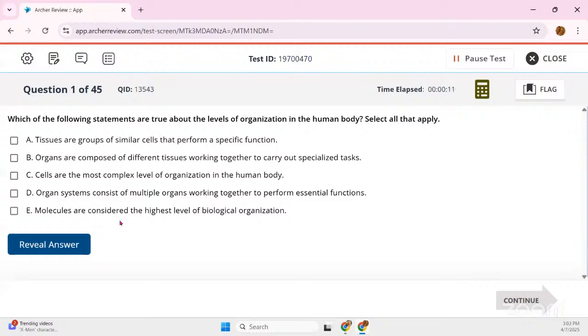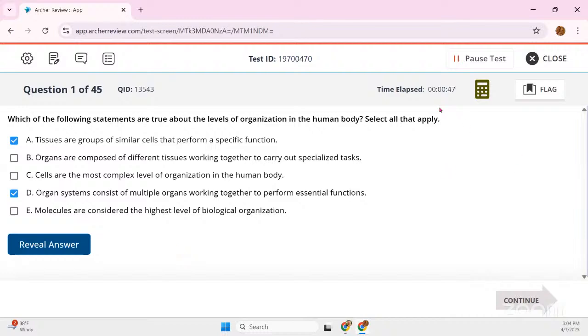Which of the following statements are true about the levels of organization in the human body? Select all that apply. Tissues are groups of similar cells that perform a specific function. Organs are composed of different tissues working together to carry out specialized tasks. Cells are the most complex level of organization in the human body. Organ systems consist of multiple organs working together to perform essential functions. And molecules are considered the highest level of biological organization. So I'm going to go with A and D. Let's see what it tells us.